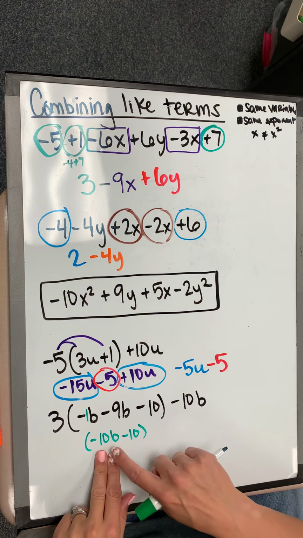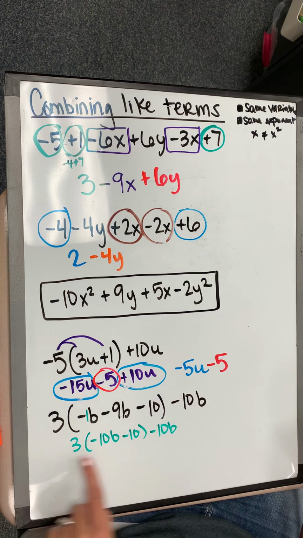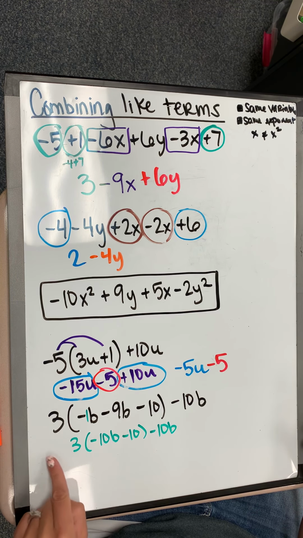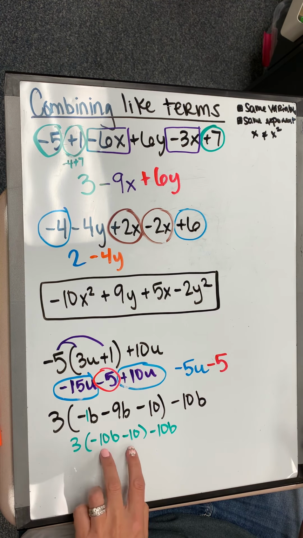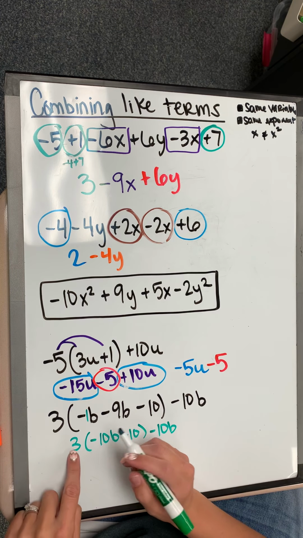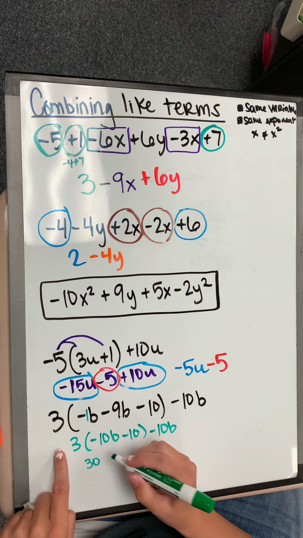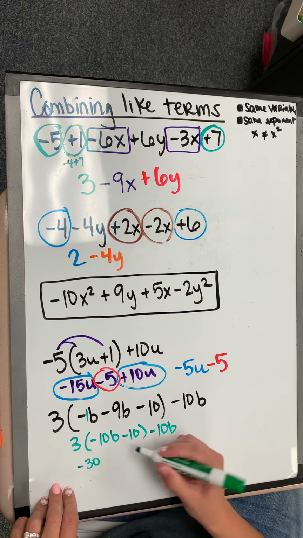So I still have this. I'm going to distribute my 3 through my parentheses now. 3 times 10 is 30. Positive times a negative is a negative. Let's not lose our variable. Same thing here. 3 times a -10 is a -30. Eventually, hopefully you guys will be able to do that a little bit quicker, but that's the basic of it, okay? Now we drop down this -10b and we combine our like terms.